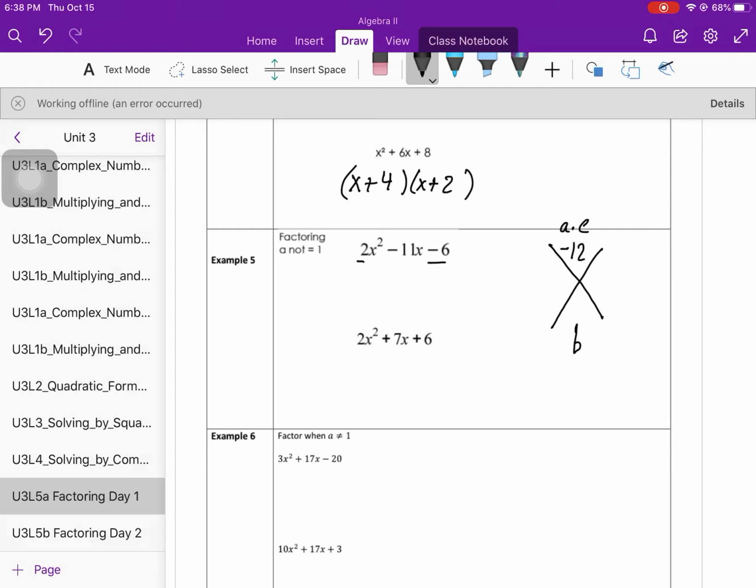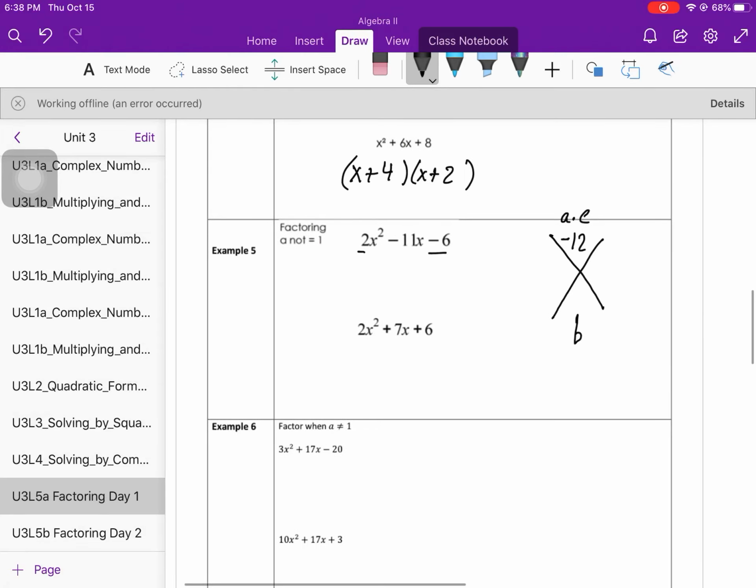So a times c, which is 2 times negative 6, we get negative 12, and then the b value is negative 11. What it does is we look for factors of negative 12, and if we have a negative number, we know that one's positive, one's negative, so when you multiply them together, but they combine together to make negative 11. So the factors are negative 12 and positive 1, because negative 12 times 1 gives us negative 12, and negative 12 plus 1 gives us negative 11. So what we do is we make this box.